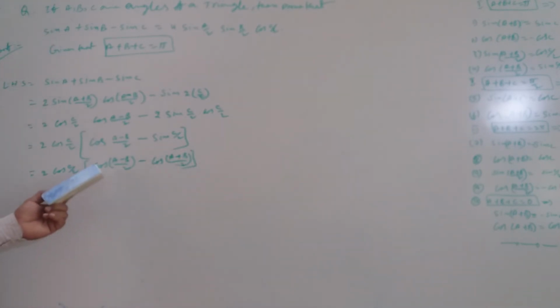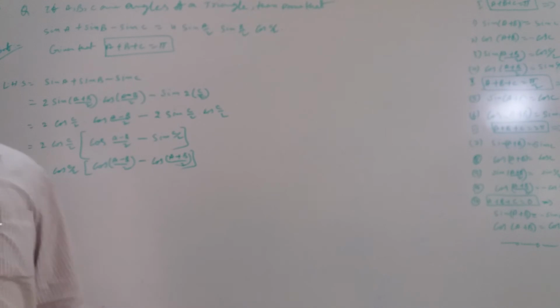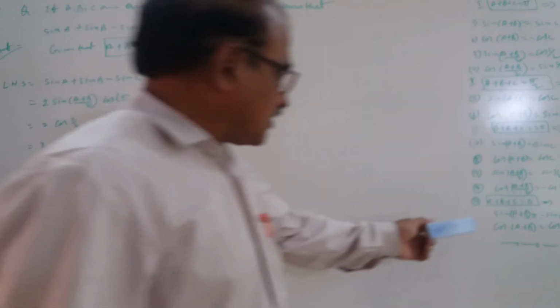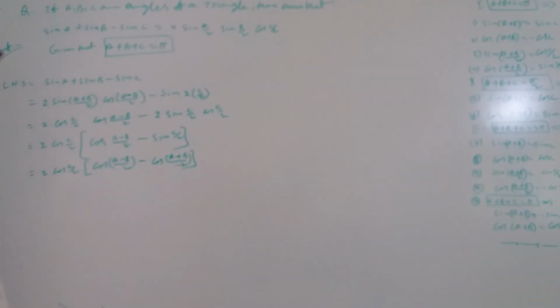Now it will become cos C minus cos D. Cos C minus cos D means 2 sin (C plus D) by 2 into sin (C minus D) by 2, or sin (C plus D) by 2 into sin (D minus C) by 2, whichever it may be. Just wait.